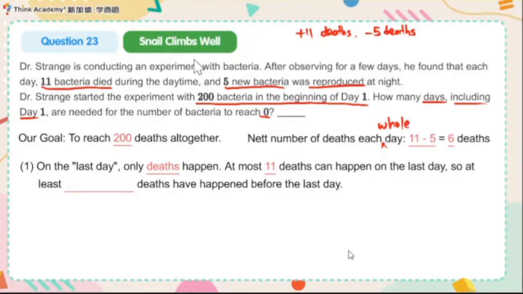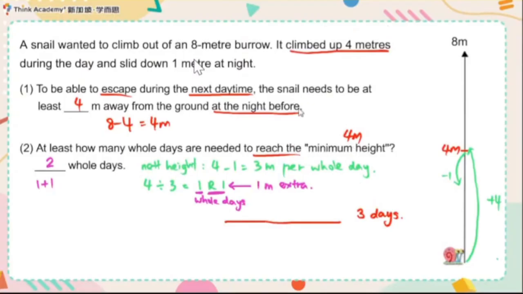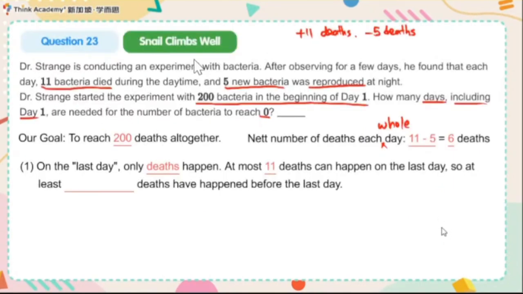If you remember, in the previous question, I said we can climb at most 4 meters. Then the first question I asked is: what is the minimum height to reach the last day? The night before, at least how many meters away from the ground am I? Likewise over here, to reach the point where 11 deaths is enough to kill the entire population, at least how many deaths do I need before the last day? What is the minimum height? The minimum height is the total height that I need to reach, subtract the maximum rise I can have in a day, which is 200 minus 11 equals 189.